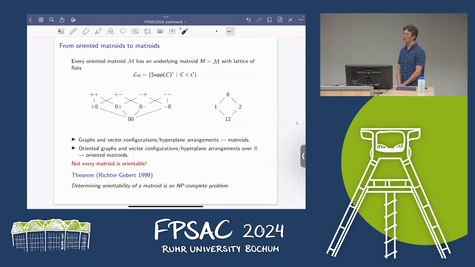However, not every matroid is orientable, the smallest example being the Fano plane. This is a rank 3 matroid on 7 elements that comes from all the points in the finite projective space over F2. This is not an orientable matroid, meaning that there is no oriented matroid which maps to it under this forgetful map. It is a theorem of Richter-Gebert that determining the orientability of a matroid is an NP-complete problem. So knowing whether or not you can go back, you should expect it to be very hard, or at least NP-complete.